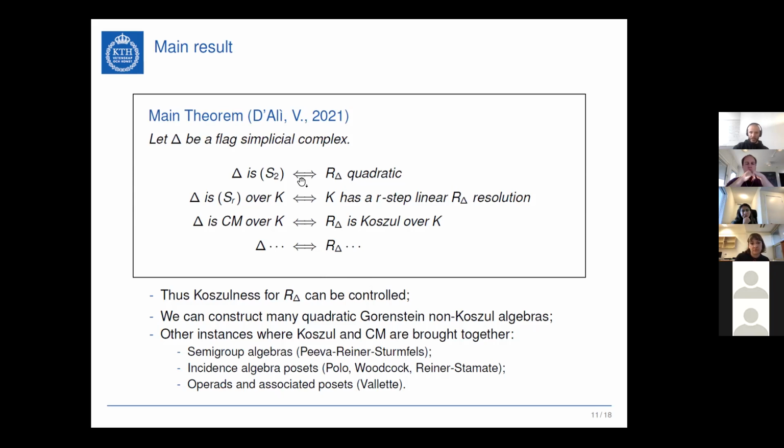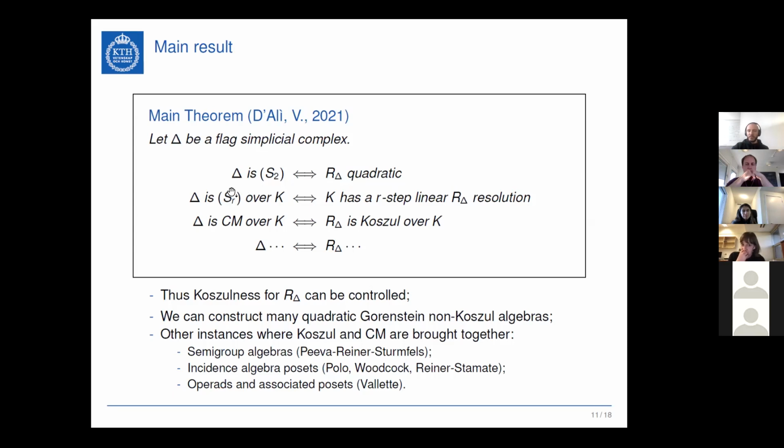So how do we characterize that? Well, it turns out that the algebra is quadratic if and only if the simplicial complex is S2. So remember, S2 means pure and connected, and the links are connected for all faces of codimension higher than 1. This is a property that the octahedron satisfies. So it's good that we found a quadratic R of delta for that.